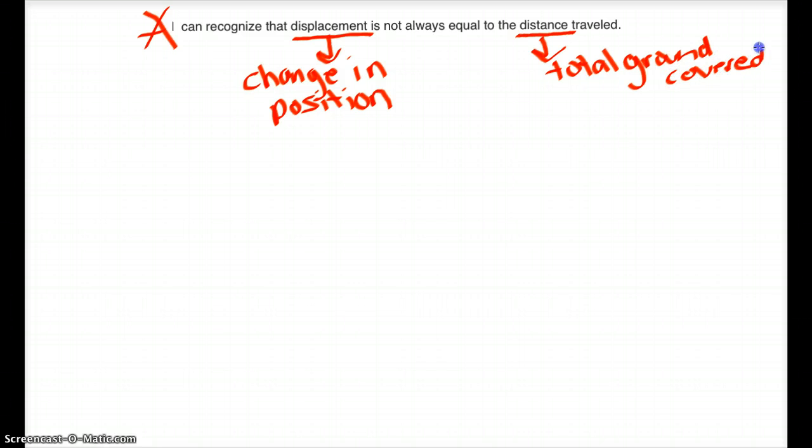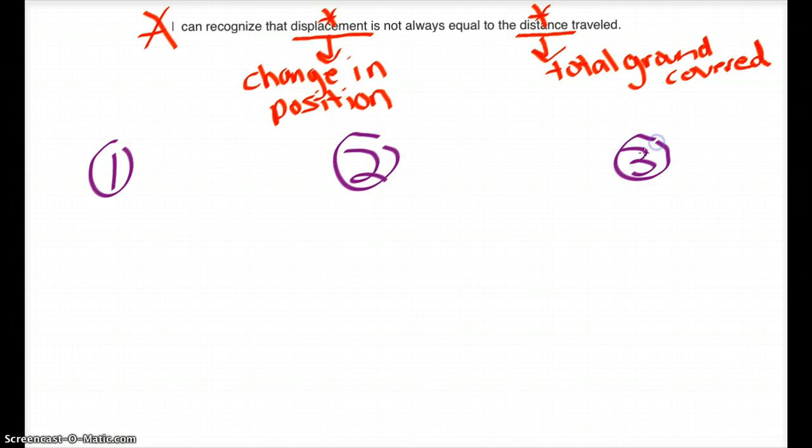Okay? Those are the basic definitions for both displacement and distance. Okay, now let's take a look at maybe 3 different quick examples of how displacement is not always equal to distance. All right, let's maybe start off by drawing a quick picture of your house.